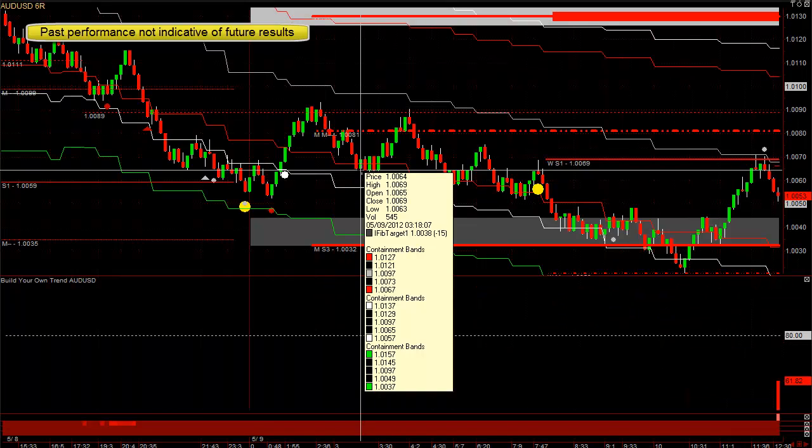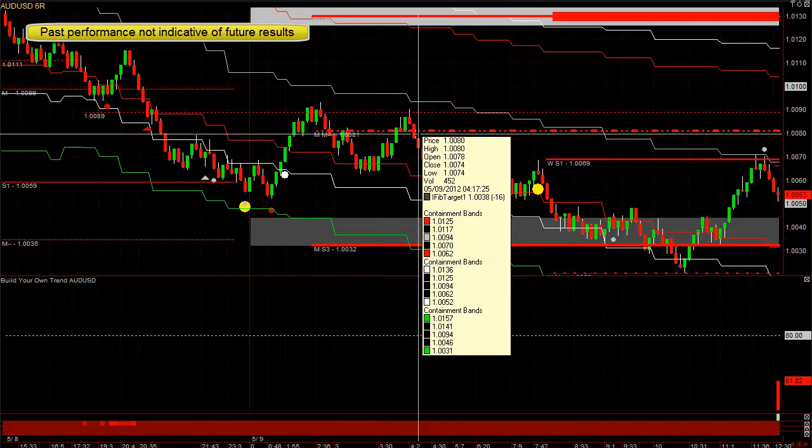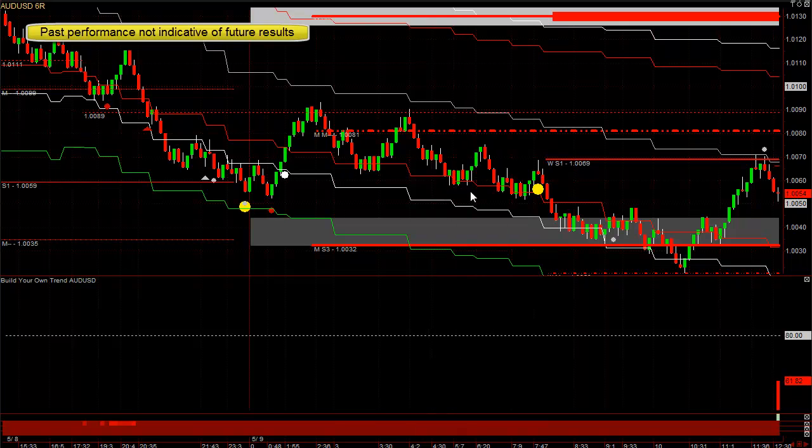You can see it came all the way down to 64. 20 pip win. Nice little pullback right here. It starts to come back down. You get short at 80. It comes down to 61, another 20 pip move. Nice pullback right here. Short at 69.